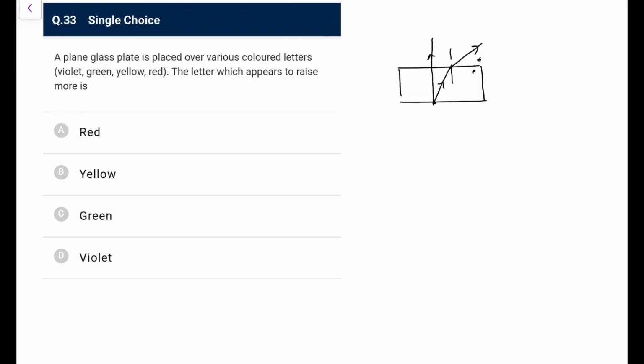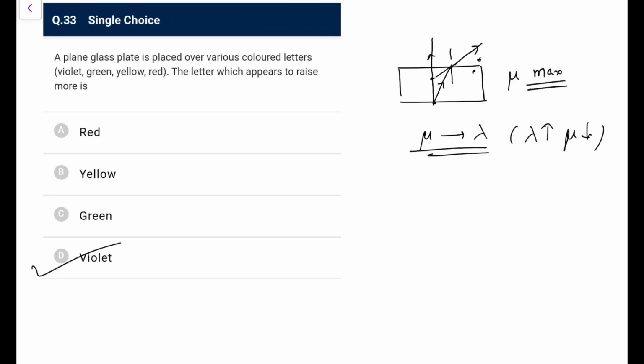For which the difference is going to be larger, the bending will be more and it will appear to be raised more. That means for which mu is maximum, the height raising will be more, because in that case the bending would be sharper. Mu is related to lambda, with a negative correlation: as lambda increases, mu decreases. So mu will be maximum for the least lambda. So violet will have the maximum raising that you will see.